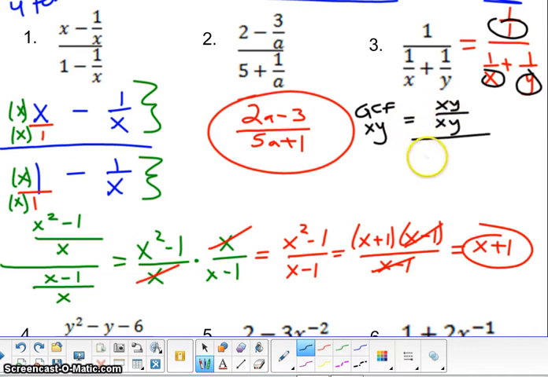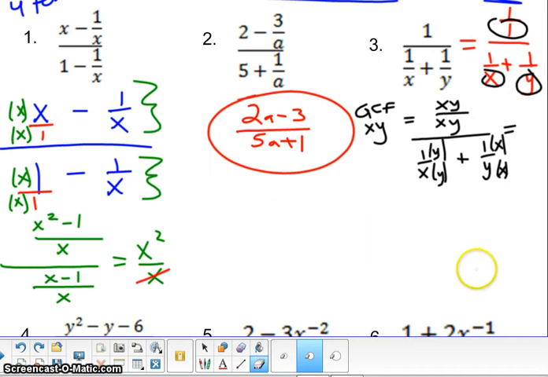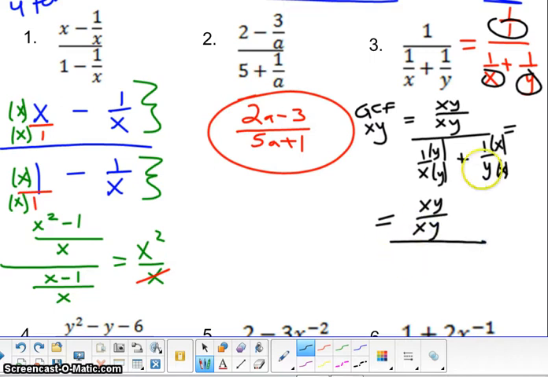The denominator needs 1 over x, so that one would need a y. This one would be 1 over y, and so that one needs an x. Okay, so what ends up happening here is, I'm going to go in below here, you have xy over xy again, and then the bottom is going to be y plus x all over xy. When you do the process of leave, change, flip, the x and y's will end up canceling out, so let me show you that.